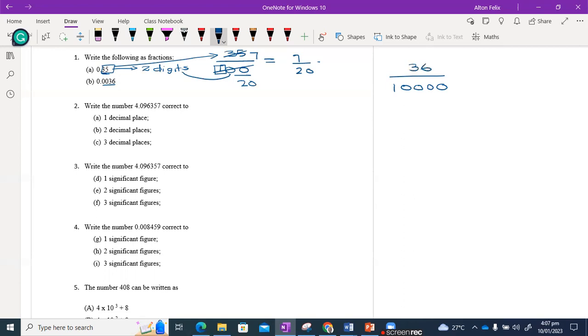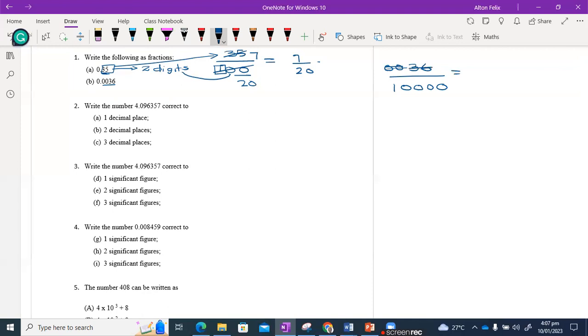Notice the zeros in front of 36. Those zeros are not added. So in other words, we'll not write 0, 0, 36. We simply take the whole number, which is 36. So 36 divided by 10,000.